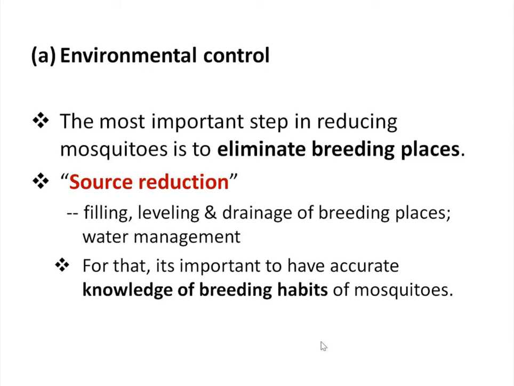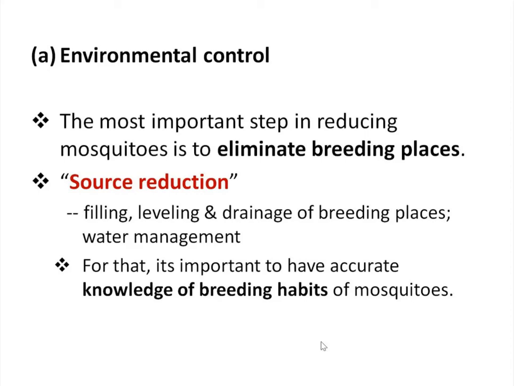This source reduction is done by filling, leveling or draining of the breeding places. Wherever the breeding places are, you have to fill that place, like by putting some soil or anything, leveling the ground, closing the drainages, and managing the water.